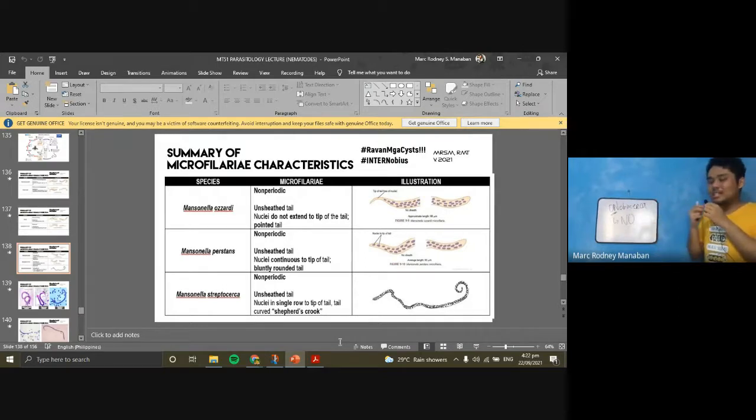And of course, Manzanella streptocerca, the last one, Manzanella streptocerca, shepherd's crook appearance sa iyahang tail, single row. Ayan, single. Charot. Kailangan ba i-emphasize? Charot. Single row of nuclei to the tip of the tail.